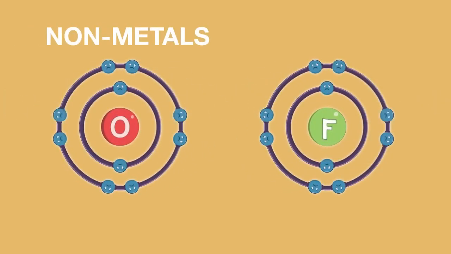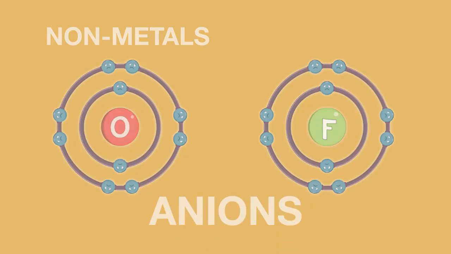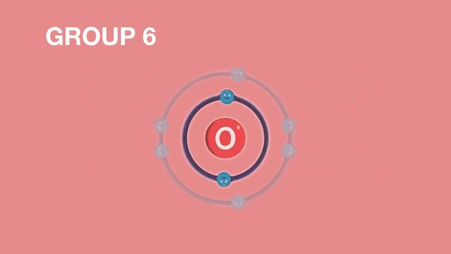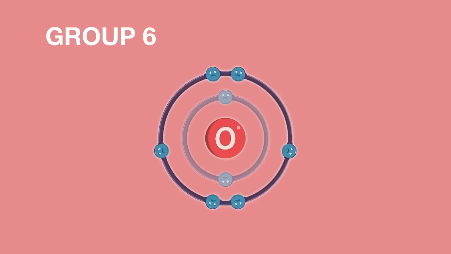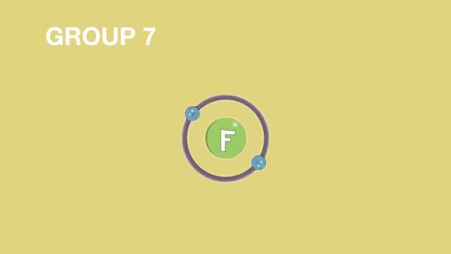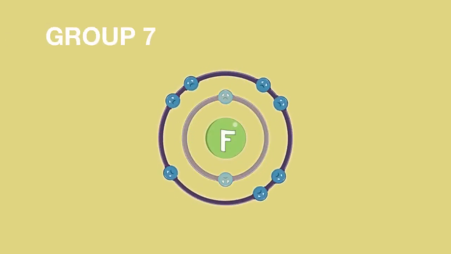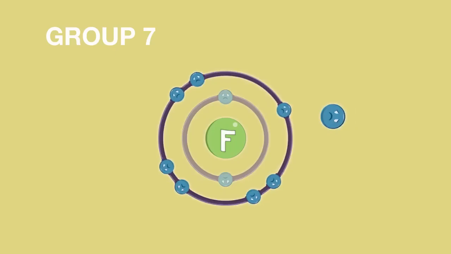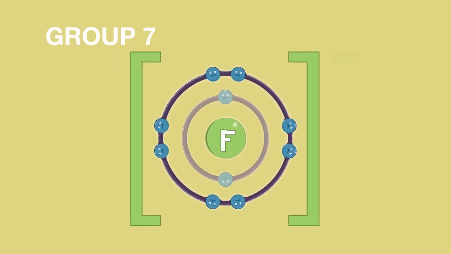Nonmetals tend to gain electrons to form anions. Oxygen is in group 6 and has 6 valence electrons. It gains 2 electrons to form an ion with a -2 charge. Fluorine is in group 7 and has 7 valence electrons. It gains 1 electron to form an ion with a -1 charge.